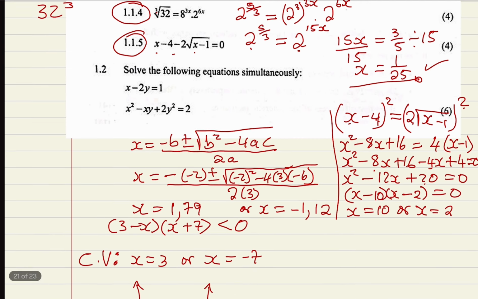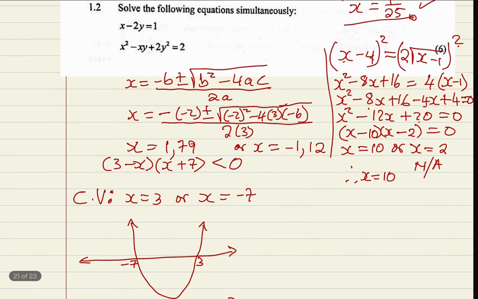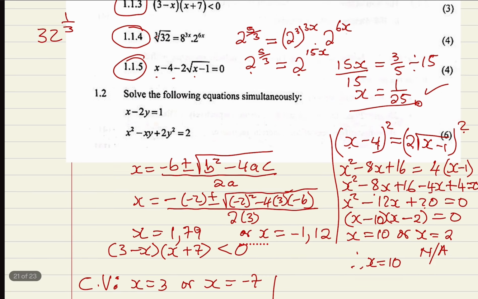Okay, now you know that you have to check for the correct one. Which one will be the correct one? In this case, you know that this one is not applicable, so therefore the answer that is correct is x equals 10. So x equals 10 is the correct answer. Okay, how do you check? Remember, you take this 10, you substitute it here on the original, check if you get 0, and take 2, you substitute here and check if you get 0.